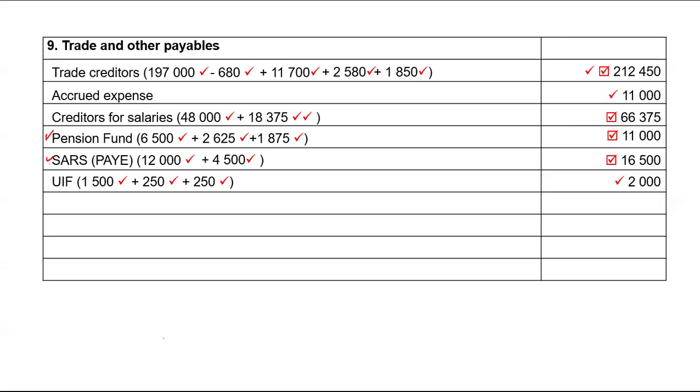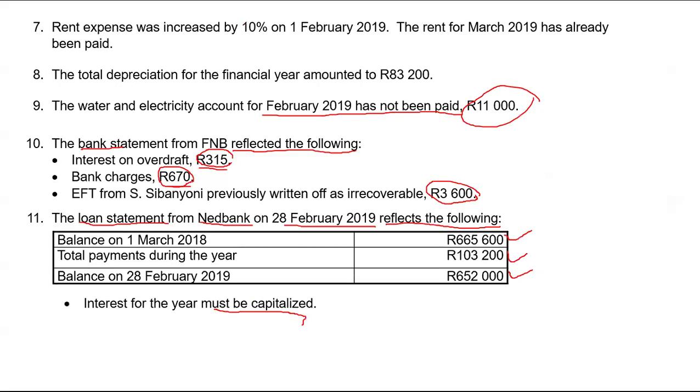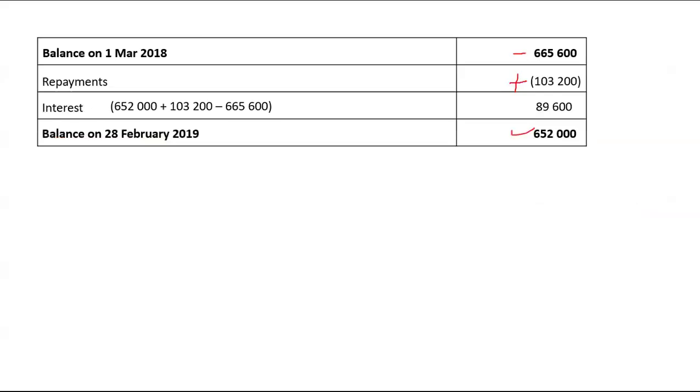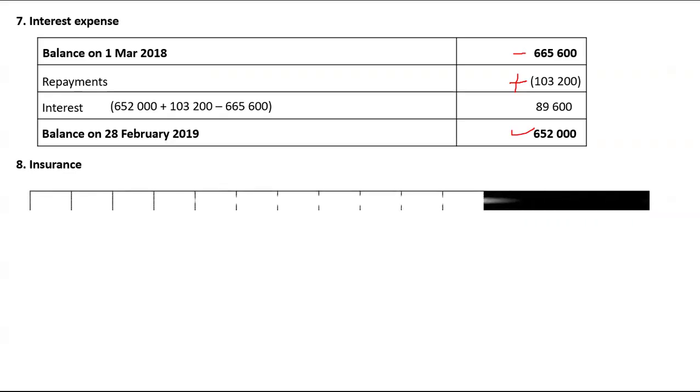Let us move on to the next transaction. An insurance amount includes an annual insurance premium of 24,900, which was paid on the 1st of November 2018. Here you need your financial year, which starts on the 1st of March 2018 and ends on the 28th of February 2019.